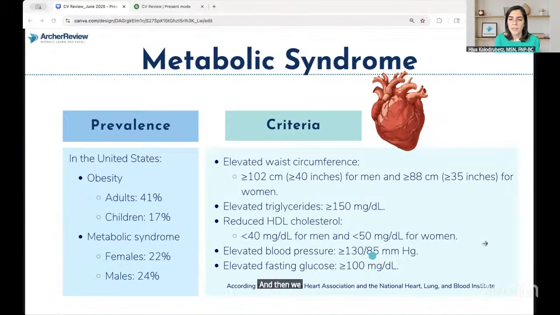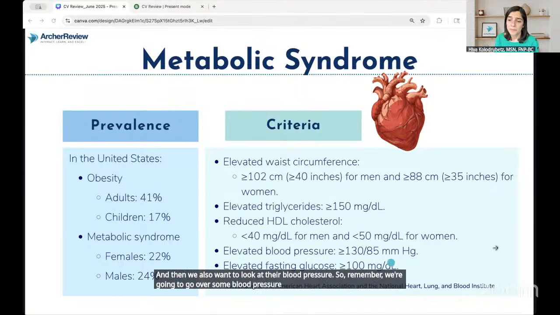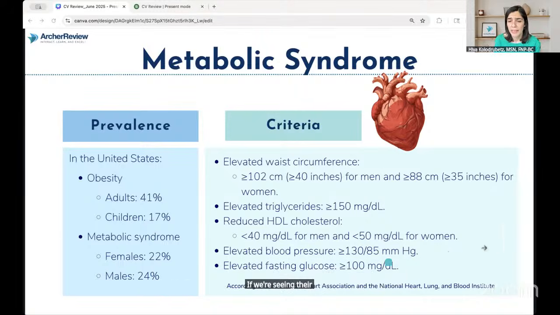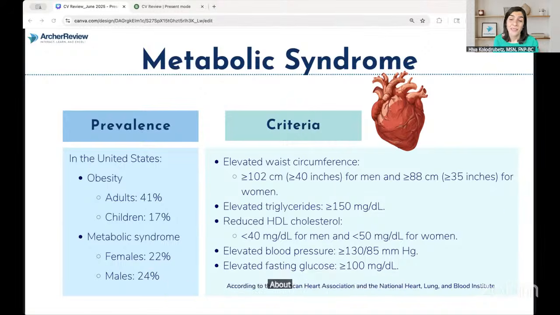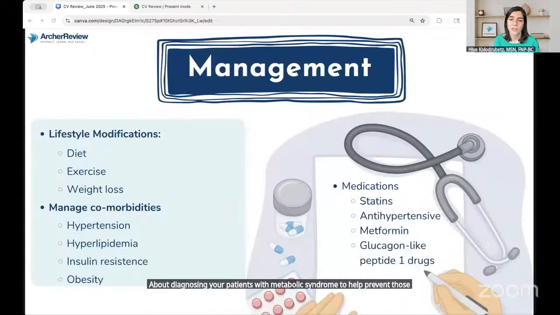And then we also want to look at their blood pressure. So remember, we're going to go over some blood pressure guidelines, but if we're seeing their blood pressure elevated, this is stage 1 hypertension. If we're seeing early signs of hypertension, if we're seeing early signs of diabetes, we really want to make sure we're addressing those things. So again, any 3 out of 5 of this criteria really does meet the criteria for metabolic syndrome. I don't want you to feel shy about diagnosing your patients with metabolic syndrome to help prevent those chronic conditions.